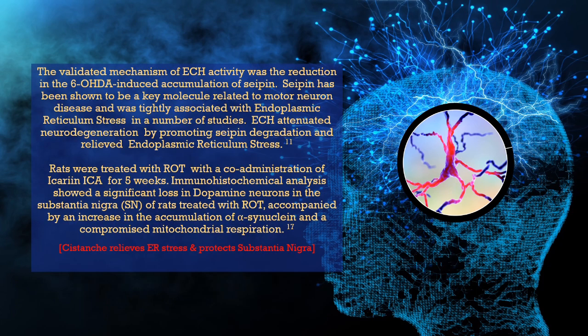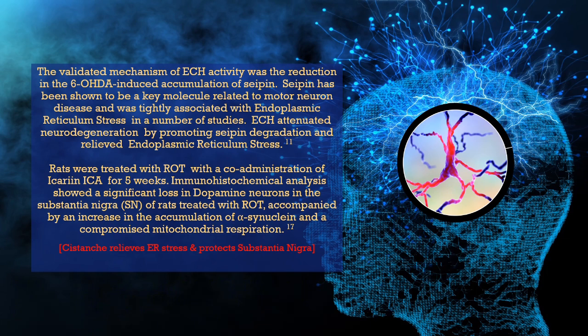The validated mechanism of Cistanche, or ECH, activity was its ability to reduce the accumulation of CPN caused by the neurotoxin 6-OHDA. CPN has been identified as a crucial molecule in motor neuron disease and has been closely linked to endoplasmic reticulum stress in numerous studies. ECH effectively mitigated neurodegeneration by promoting the degradation of CPN and alleviating endoplasmic reticulum stress.